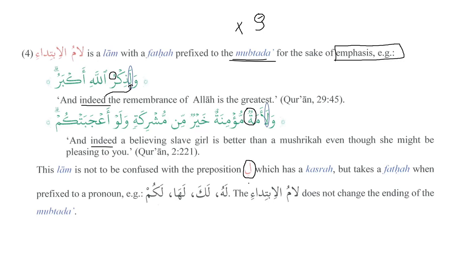So whenever we see kasra, that means it can be harf jar, or it can be lam al-ta'lil, or it can be lam al-amr, but it cannot be lam al-ibtida. Did you get the idea? And as we can see over here, it does not change the ending of mubtada. The ending of mubtada remains the same.